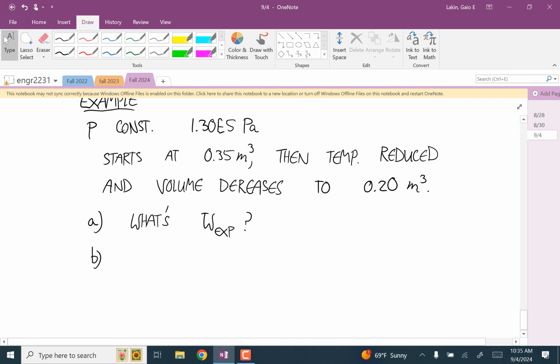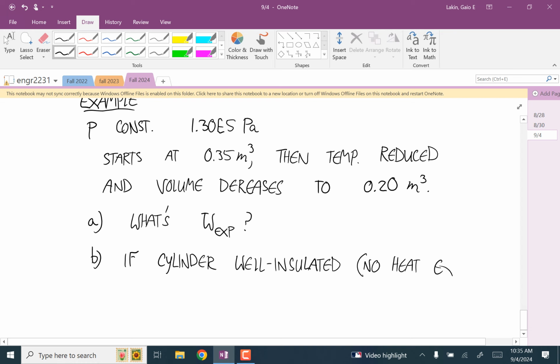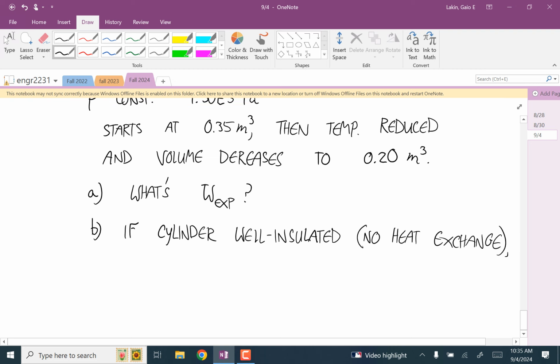And second, if we assume that this cylinder is well insulated, meaning that there's no heat exchange, what's the change in the gas's internal energy?